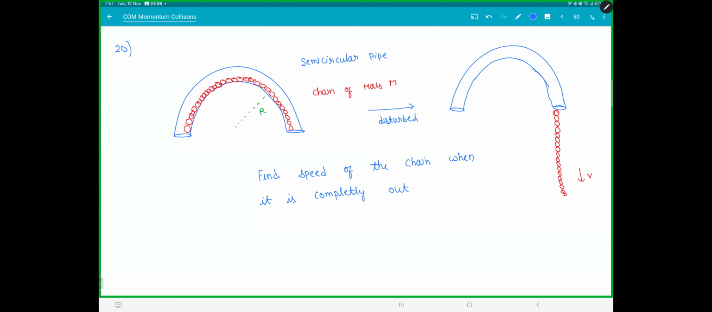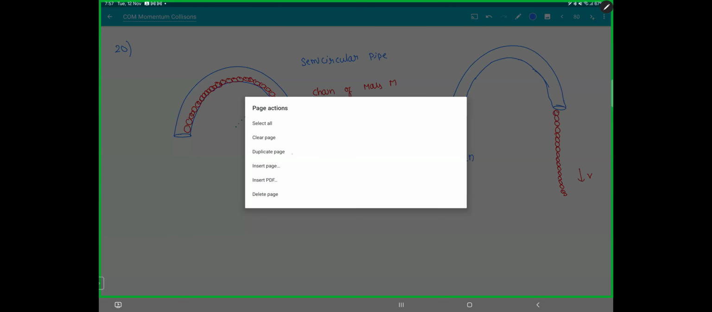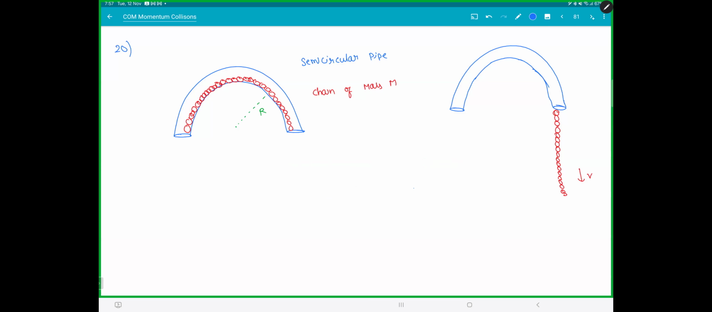Let's see. Look at this thing. So this is your initial state and this is your final state. This is my state 1. This is my state 2. Initially the center of mass is here. This is at a height of 2r by pi. It's a semicircle.